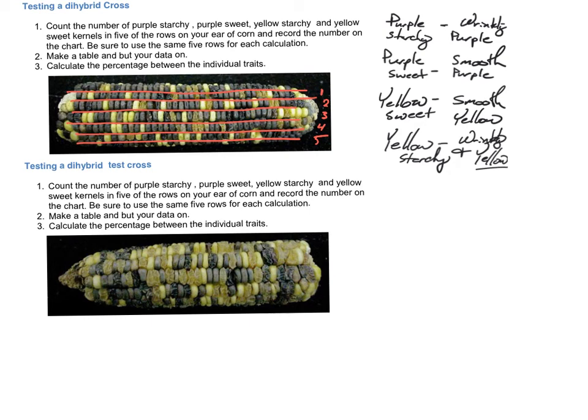All right. And it says make a data table. I'm going to say purple smooth is going to be here, and purple starchy is going to be here. Purple sweet is here. Yellow starchy here.